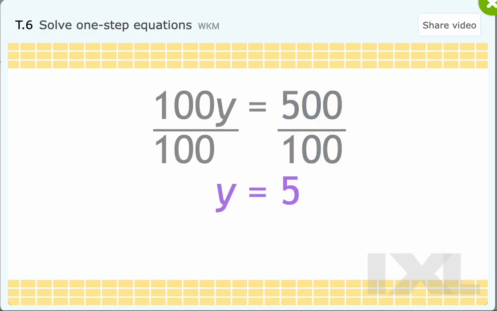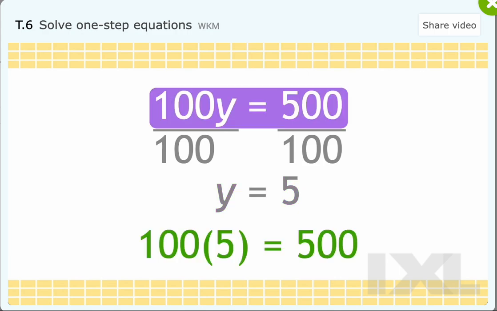As always, let's plug in 5 for y in the original equation to see if it's correct. The product of 100 and 5 is 500, which means both sides have a value of 500 when y is 5. So y equals 5 is the solution to this equation.